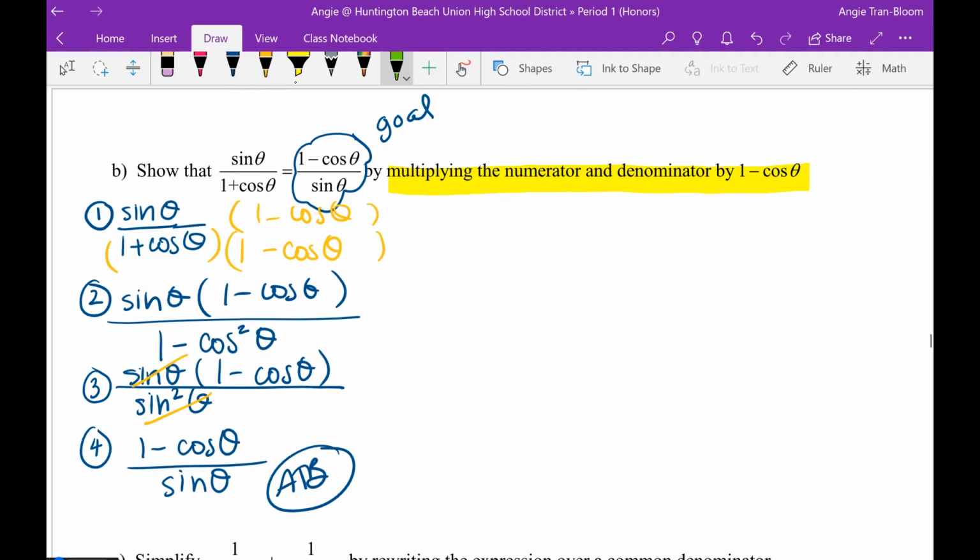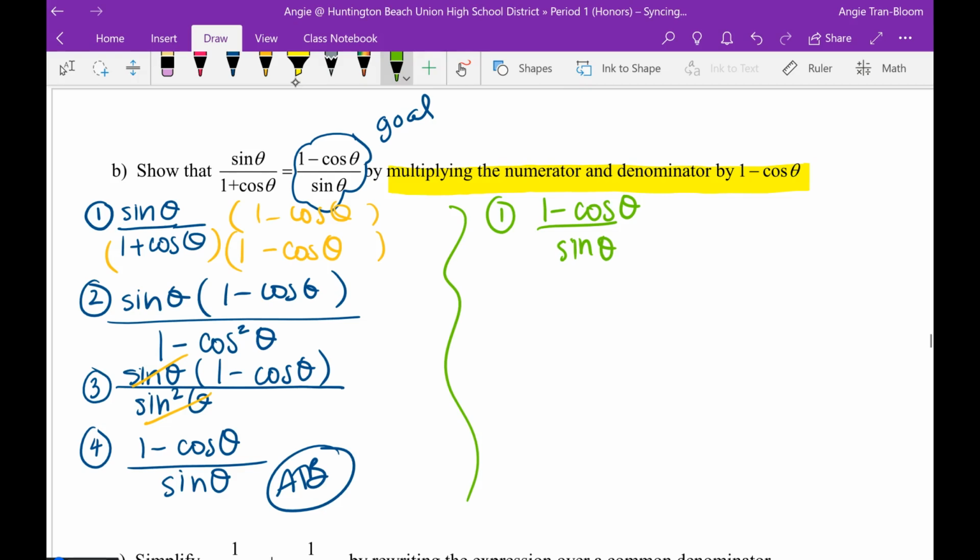Now, what if some of you pick the other side, like the right side? 1 minus cosine of theta over sine of theta. What would you do to get the goal on the left side? Multiply top and bottom by what? Yeah, 1 plus cosine of theta.